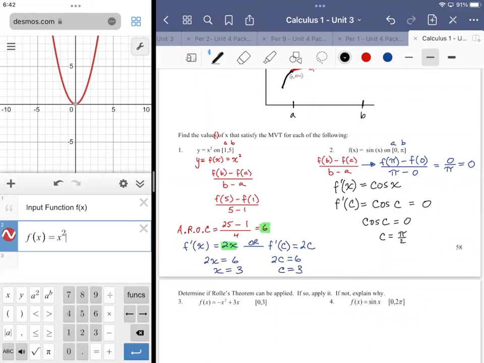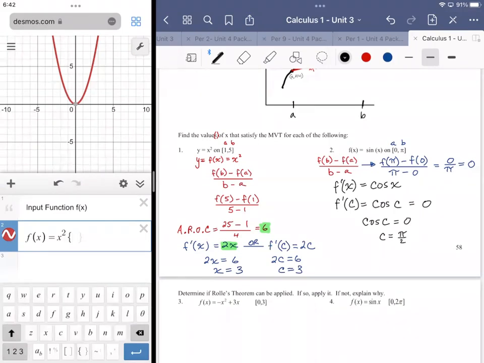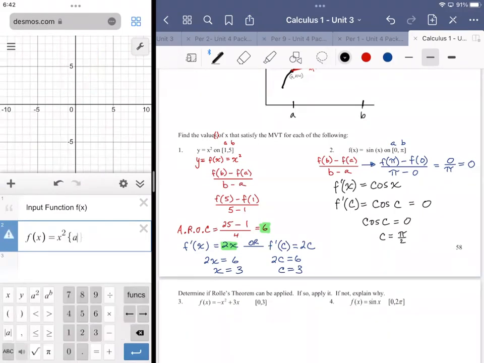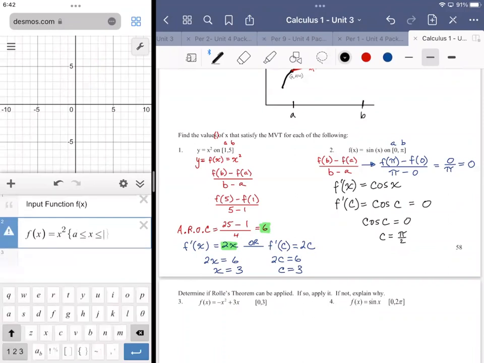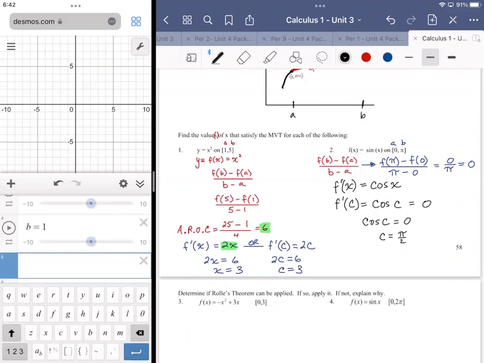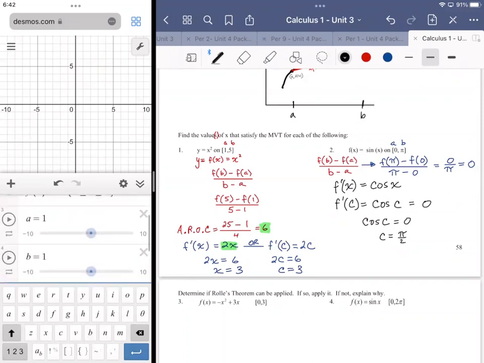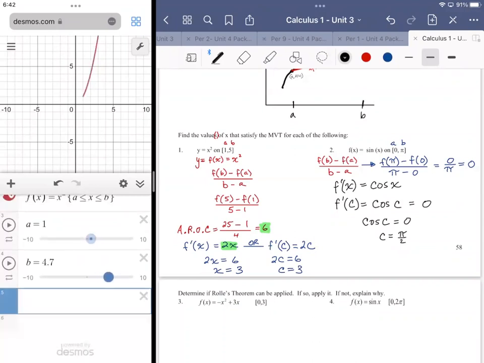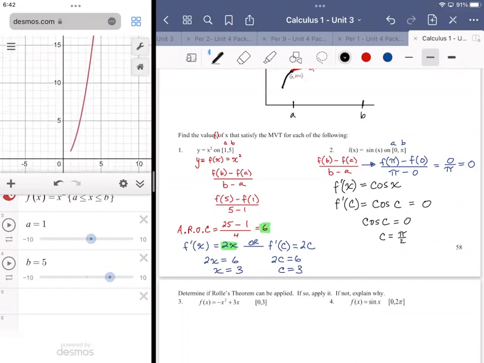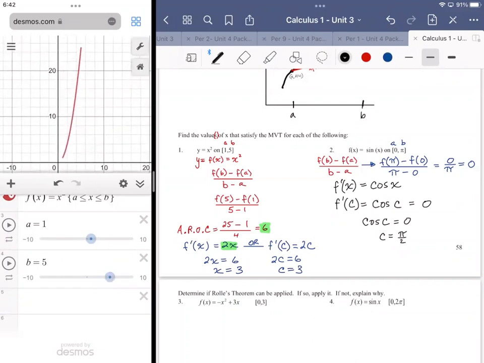So the way I would represent that in Desmos, squiggly bracket, a less than or equal to x less than or equal to b, which allows me to create a couple of sliders to establish my domain. All right, so 1 to 5, for example, in this case. So it's only going to give me the part of the graph that I care about, which is nice.